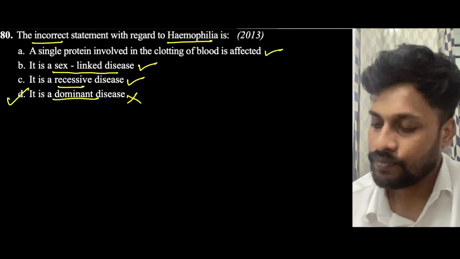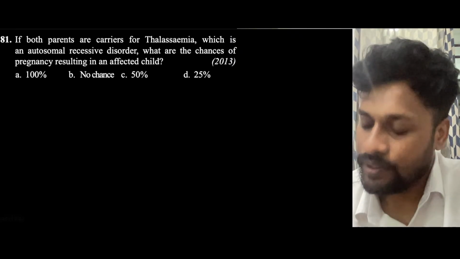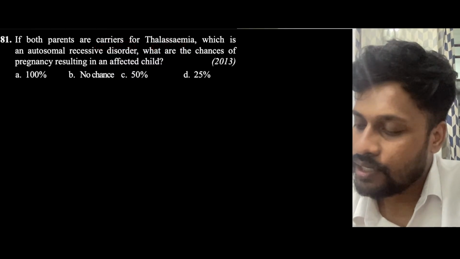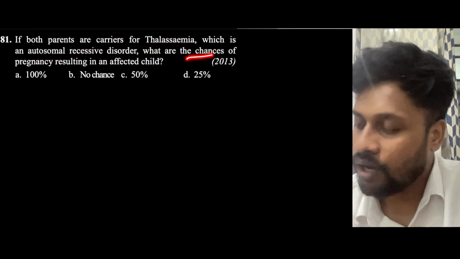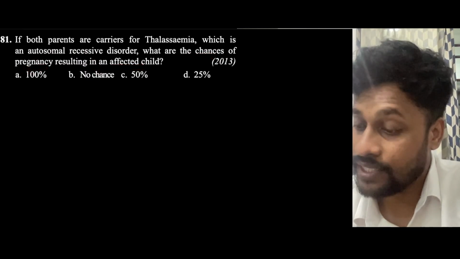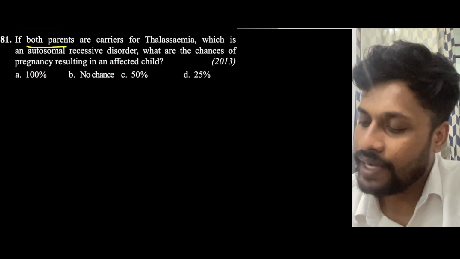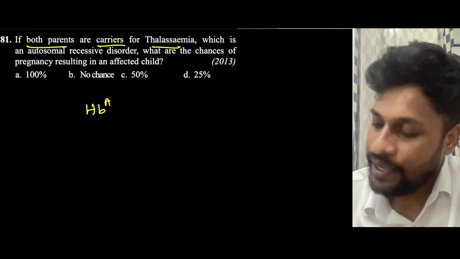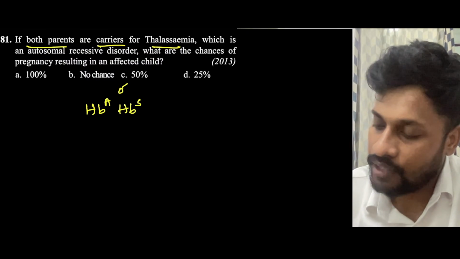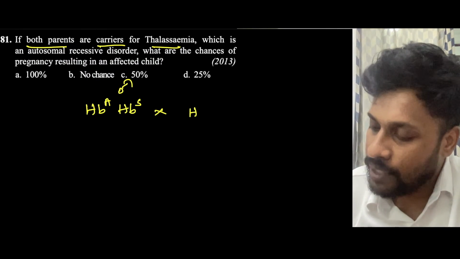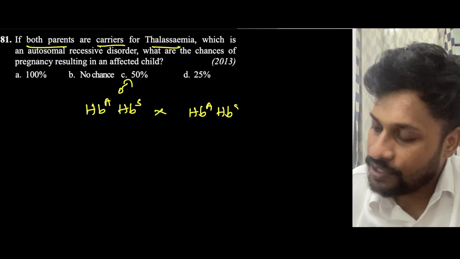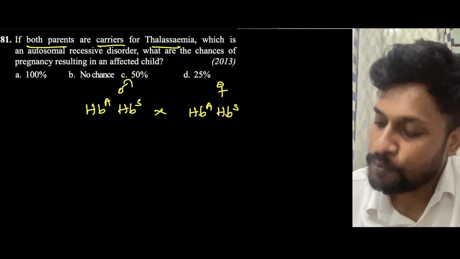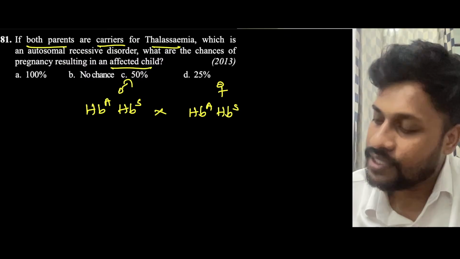Very good. Now, 81. If both parents are carriers for thalassemia, which is an autosomal recessive disorder, what are the chances of pregnancy resulting in affected child? Both parents are carrier for thalassemia, which means HbA, HbS. Let's say this is father. Let's say mother is HbA, HbS. This is mother. Now, what are the chances of pregnancy resulting in affected child?